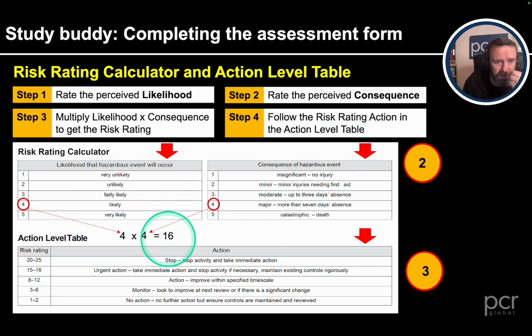So that's taking us to 16, and we can go down 15 to 16. Urgent action: take immediate action and stop activity if necessary, or maintain existing controls rigorously. If we are going to blindly follow this chart, we must remember that we could be blindly following the blind, and in the kingdom of the blind, the one-eyed man is king. Really important this, I can't stress it enough.